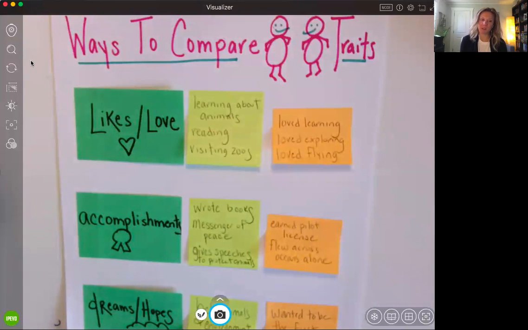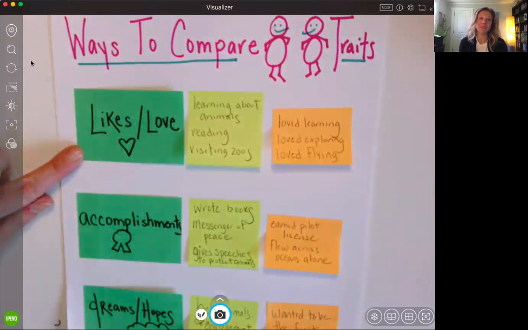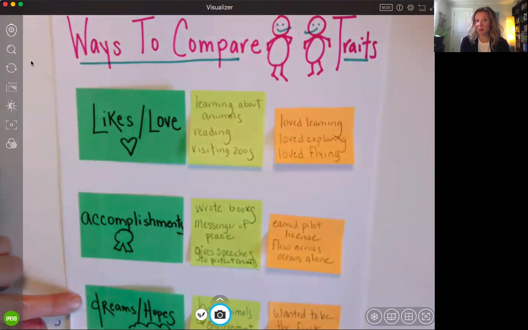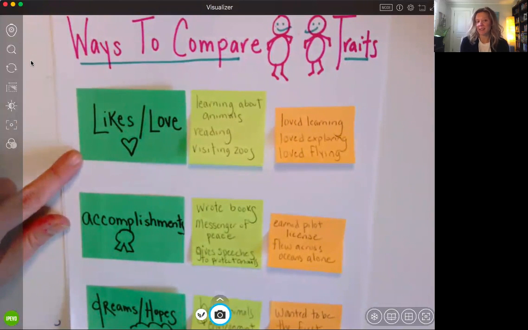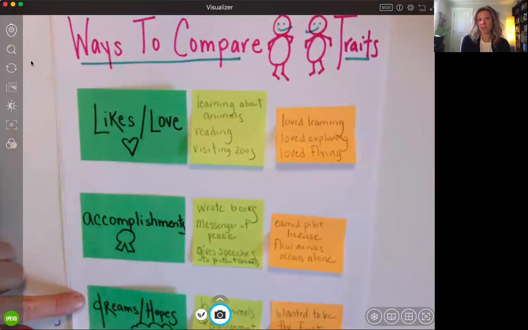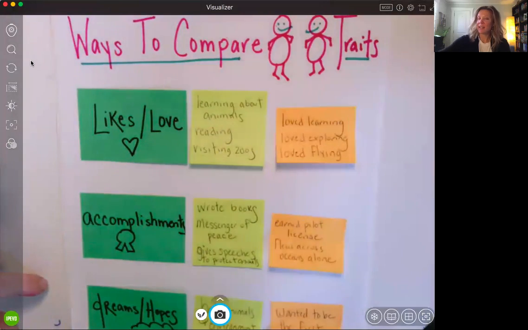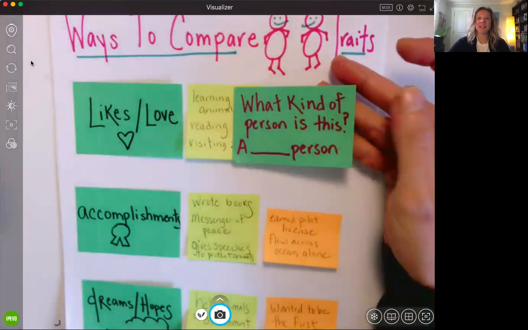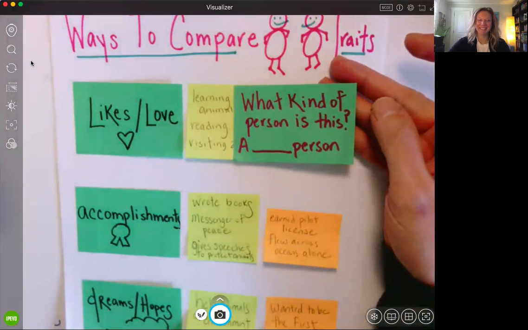And one thing I did as I was reading is I was thinking about, well, what do these two women like or love? What are the accomplishments of these two people? And what were the dreams or the hopes of those two people? And when I thought in those categories, what did they both like? What did they both achieve or accomplish? What were their dreams and hopes? I then could list that out from my reading and ask myself, what kind of person is this? Right? So check it out.